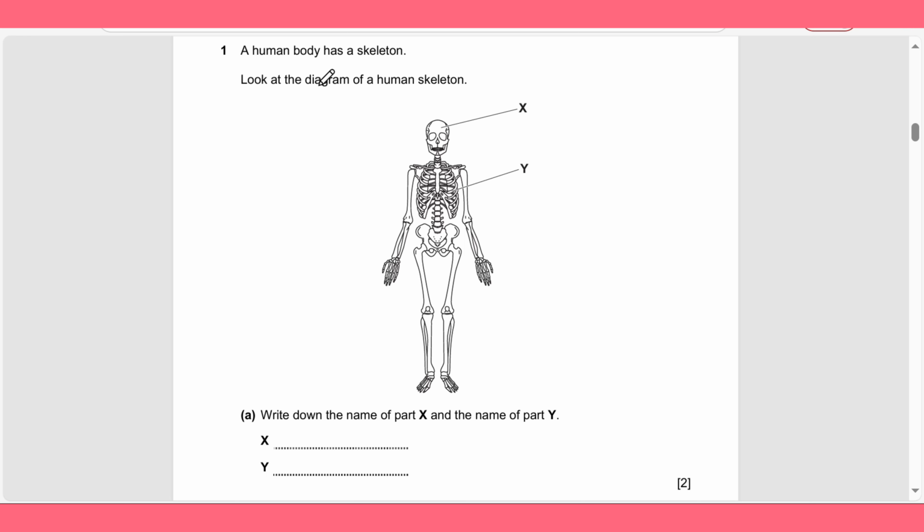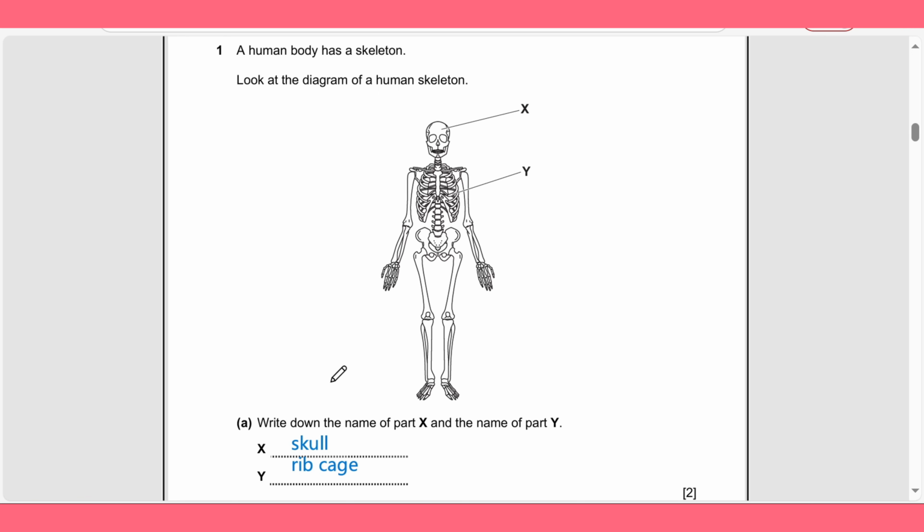Number 1, a human body has a skeleton. Look at the diagram of the human skeleton here. Write down the name of part X and then part Y. Okay guys. Let's check out the answer. It's a skull for X, and for Y it is a rib cage. So this is the rib cage to protect our lungs and the internal organs under.